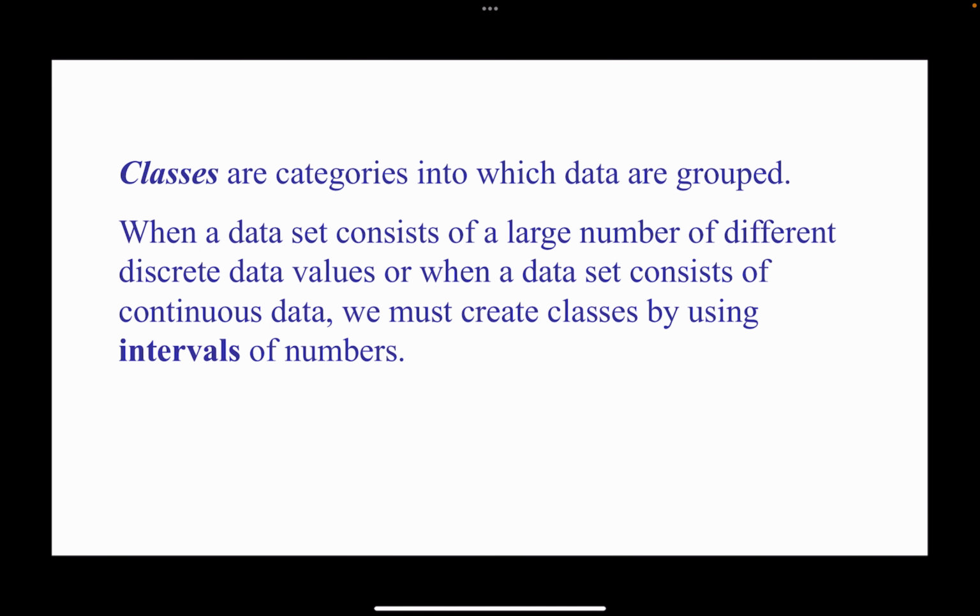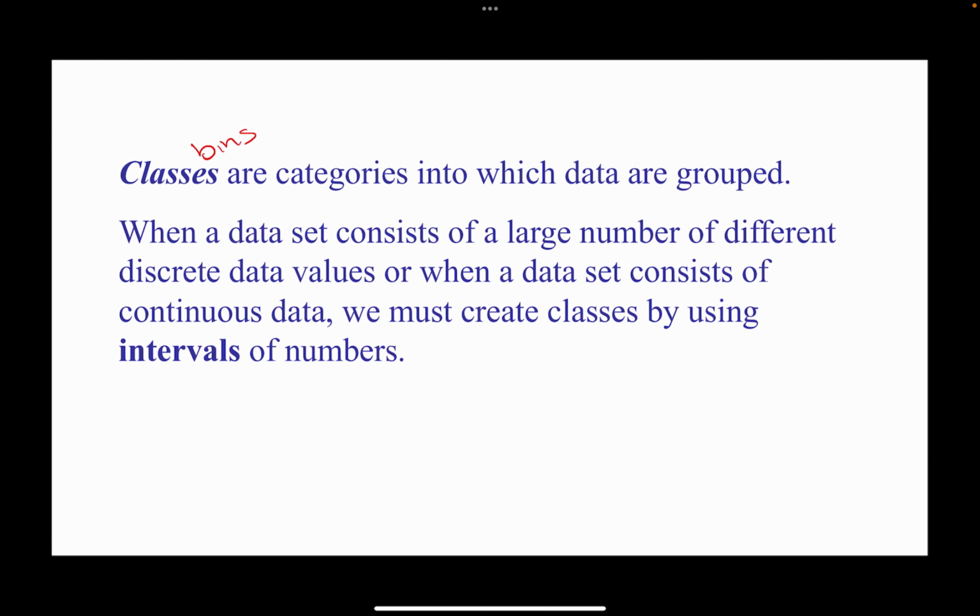So classes, or categories, or bins. This is where we group things together. When we're using continuous data, we're going to group it together. We're going to have ranges, and each range is going to be the same distance. When there's a large number of different discrete values, sometimes we will put them in a range.